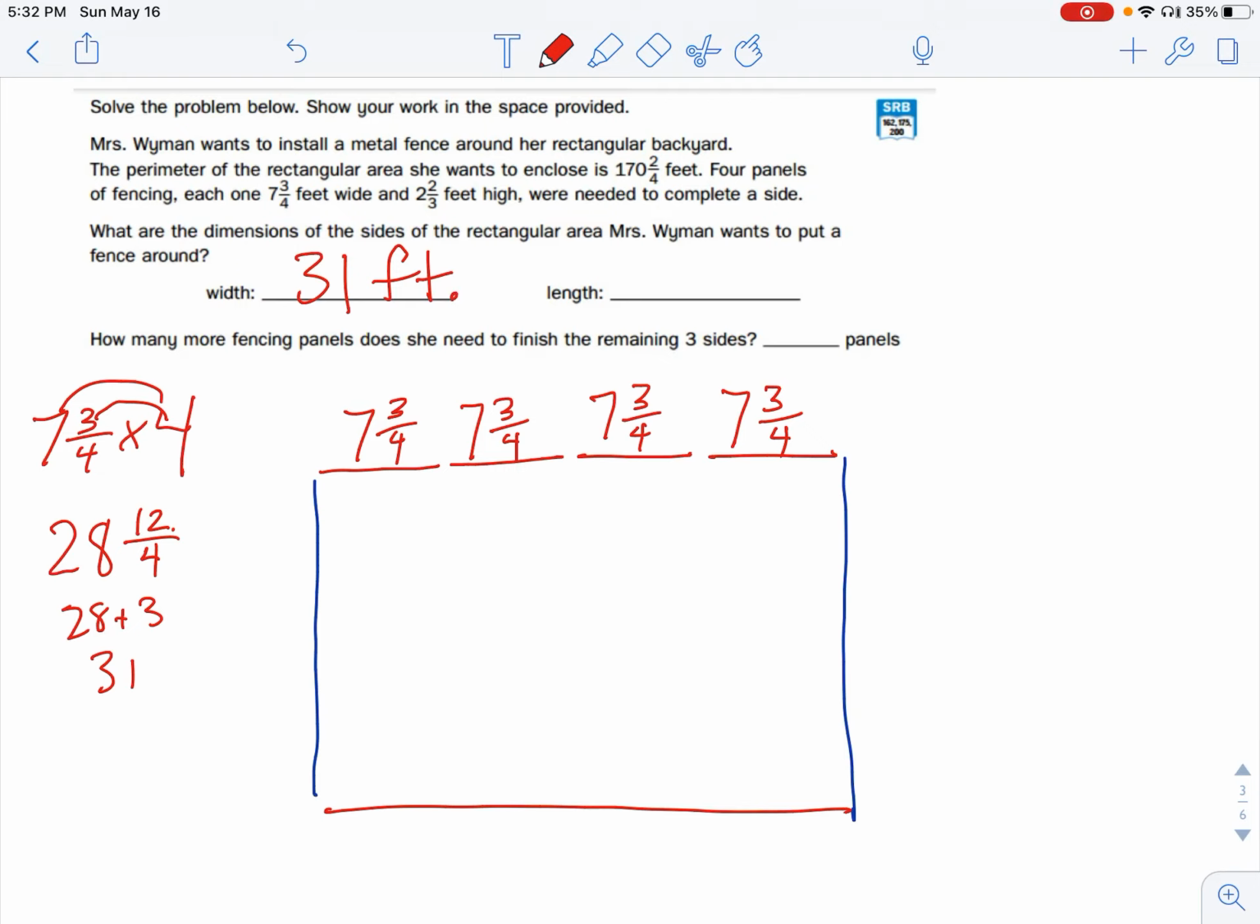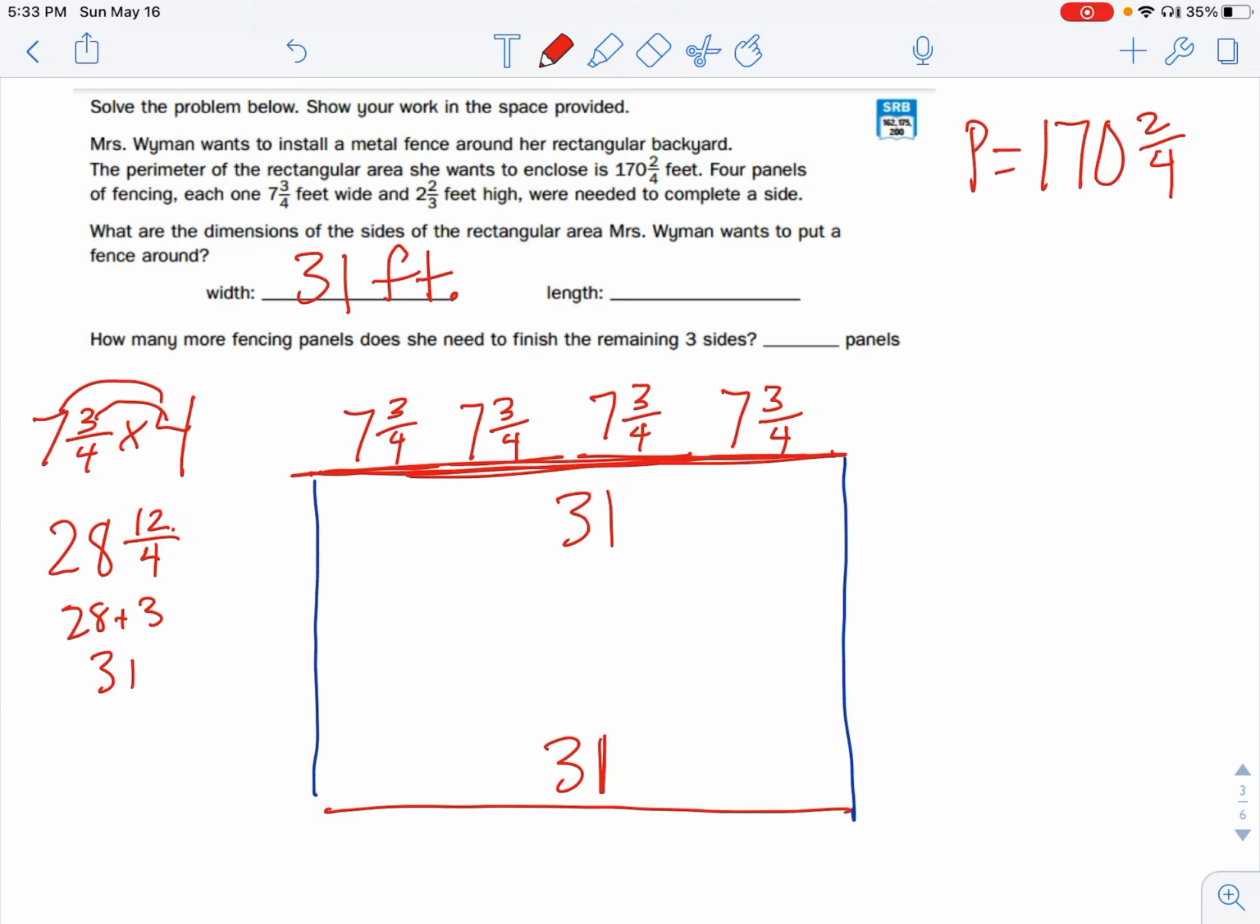Now, remember, we also knew that the perimeter was 170 2/4. So now we have this total width is 31. Well, if that side's 31, so is this side, right? And that's going to help us find the missing side length. And this is something you'll need to do in problems that you practice on your own today. So if you need to rewatch the video, then you may do so. But let's go ahead and do this together now so that you'll feel prepared.